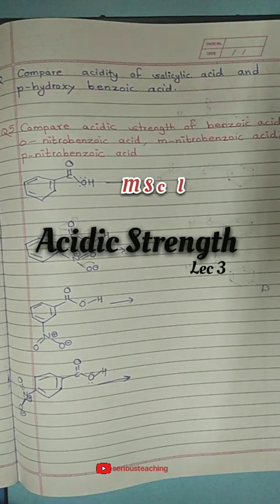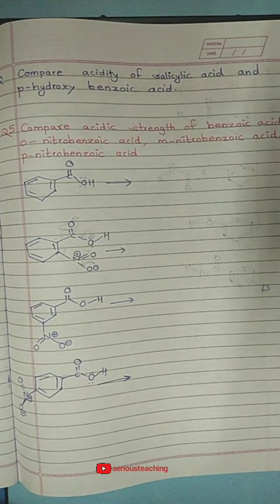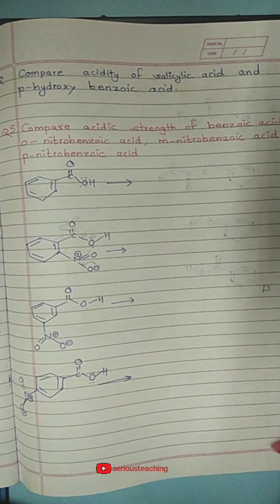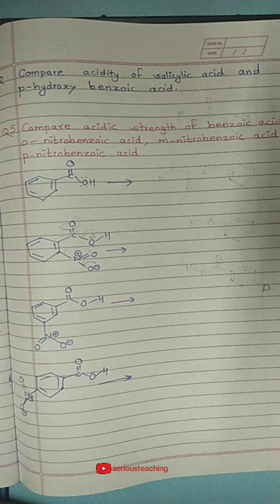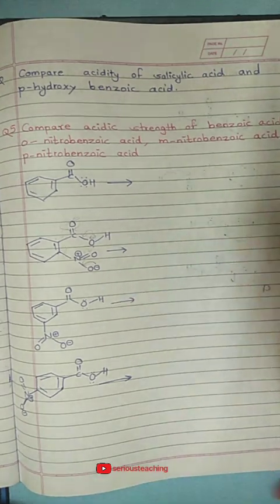Hello everyone. In the last lecture, we compared acidic strength. Now we are solving the remaining questions. In this lecture, we will solve some questions related to acidic strength. First, compare the acidic strength of benzoic acid, orthonitrobenzoic acid, metanitrobenzoic acid, and paranitrobenzoic acid.